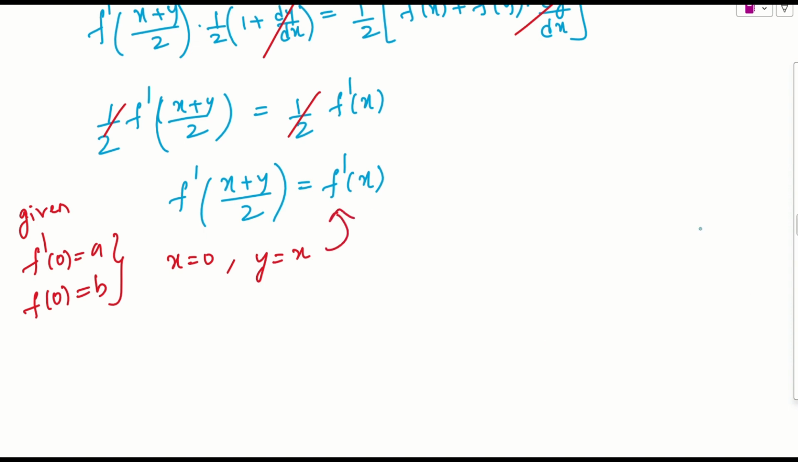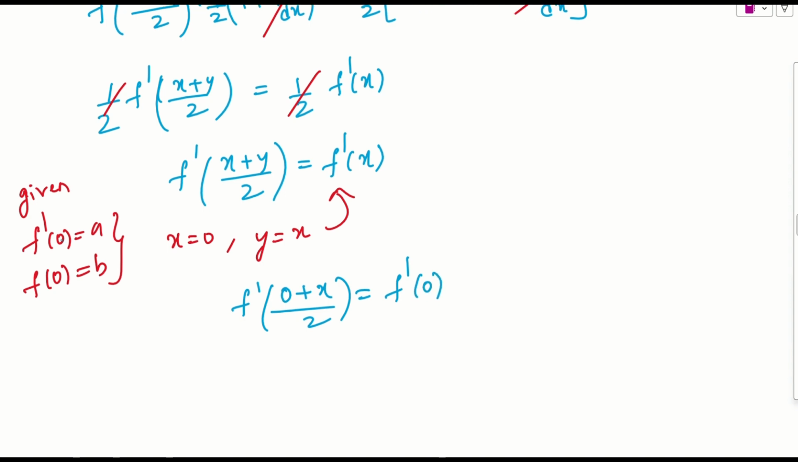Is it okay? So if I substitute, f dash of (0 plus y) by 2, and y is simply x alone, so this will be x here. This is f dash of x by 2 must be equal to f dash of 0. If you check properly, f dash of 0 is given as a alone. Is it okay? This is from the given. And what about the left hand side? 0 plus x value will be x. So this will be f dash of x by 2.